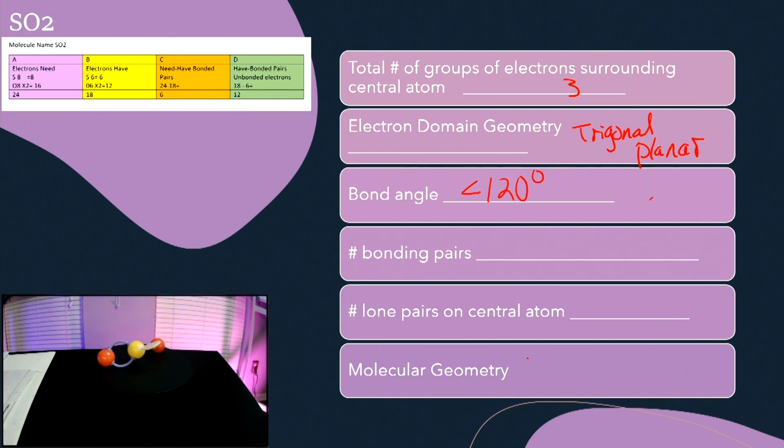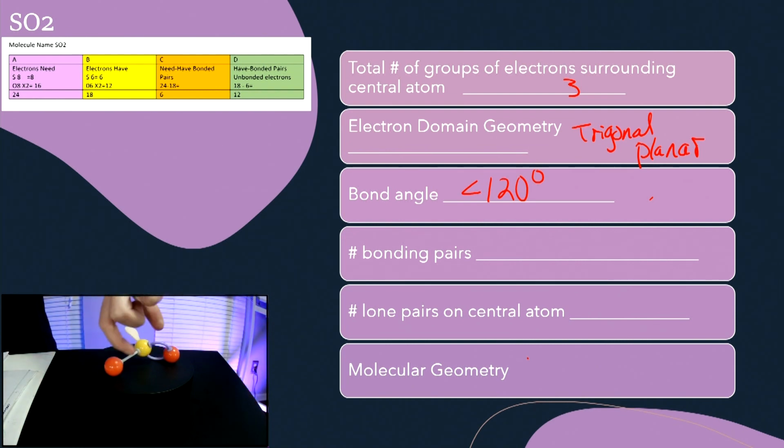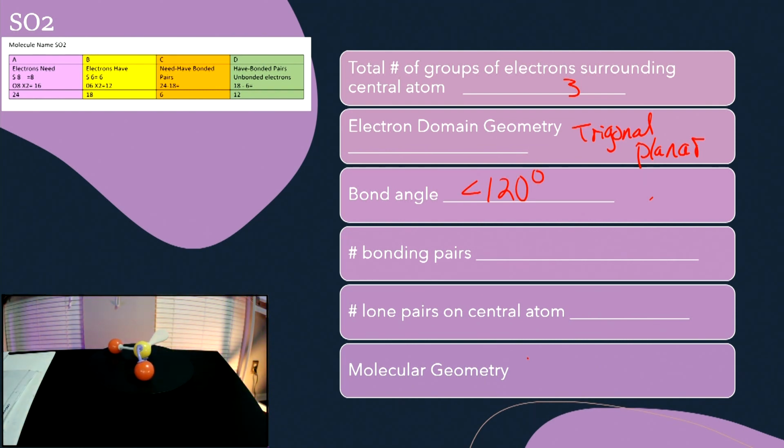So remember, we referenced VSEPR theory. The pair of electrons in the lone pair are basically pushing those oxygen atoms further away. And by doing that, they're going to cause those oxygen atoms to be closer together. So that's why it's less than 120. The number of bonding pairs will be 2. The number of lone pairs on the central atom will be 1.